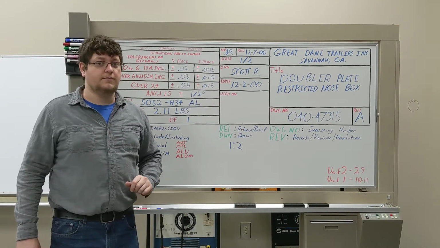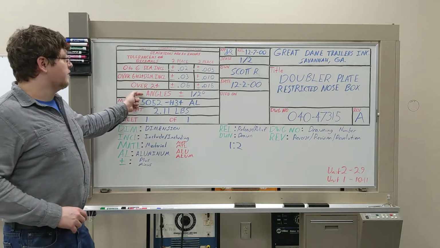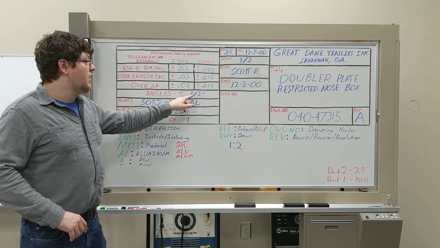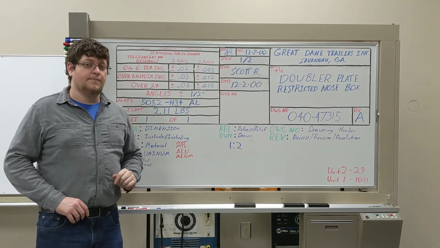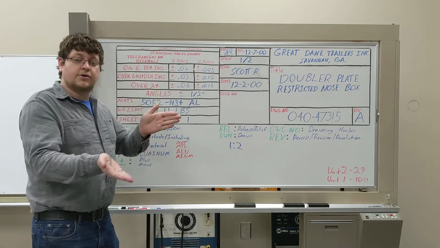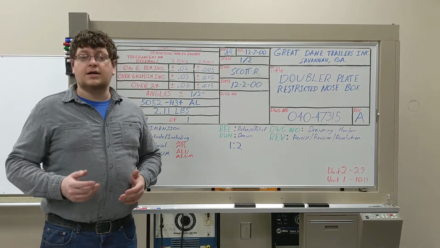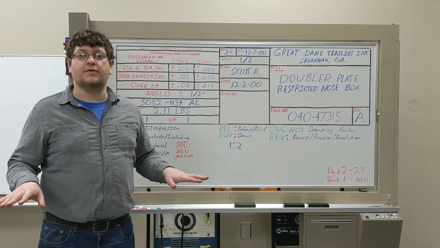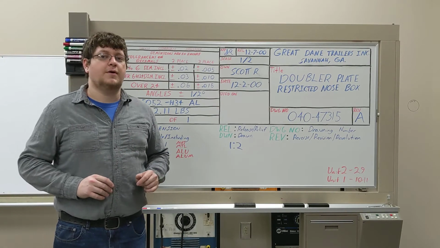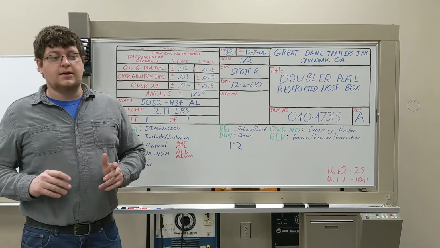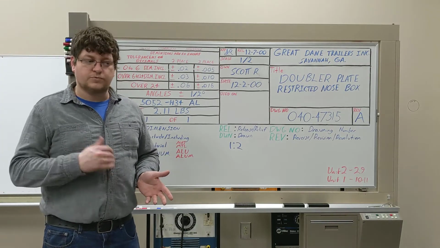That's your tolerance. The next thing is our angles. Plus or minus half a degree. So if something is supposed to be 90 degrees and it's 89 and a half or 90 and a half, you're perfectly fine. You're within your tolerance. But if it's 90 and 3/4 of a degree, that's too much.